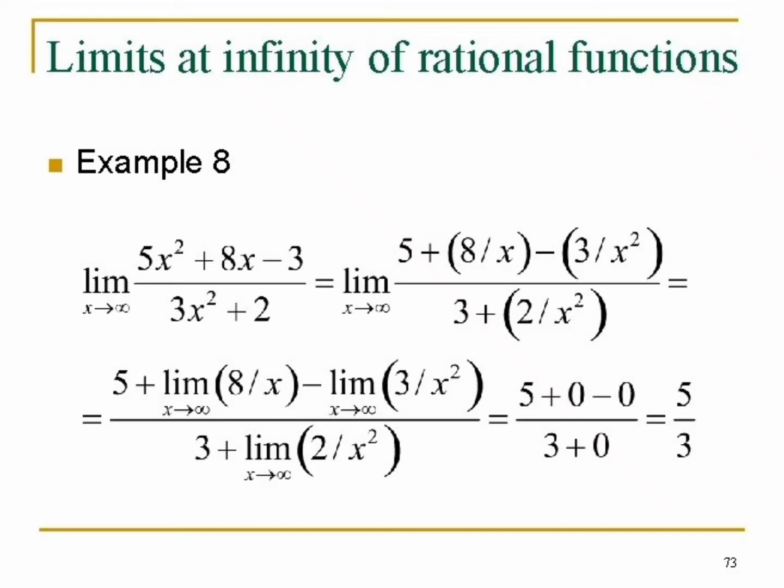So in this example, you could see that 5x squared is divided by x squared, and then 8x is also divided by x squared. Negative 3 is divided by x squared. 3x squared is also divided by x squared. So you cancel out to simplify. After that, you put 1/x to 0 to give you the final answer.